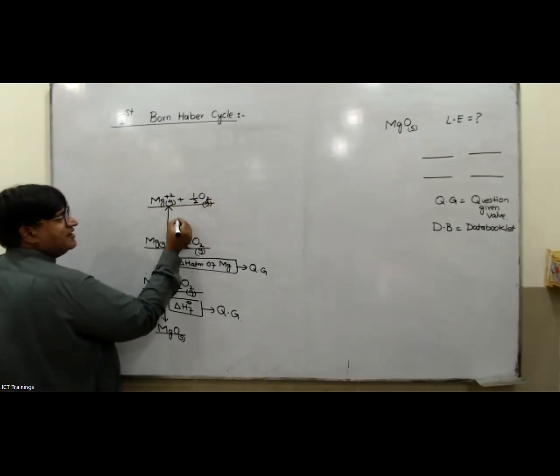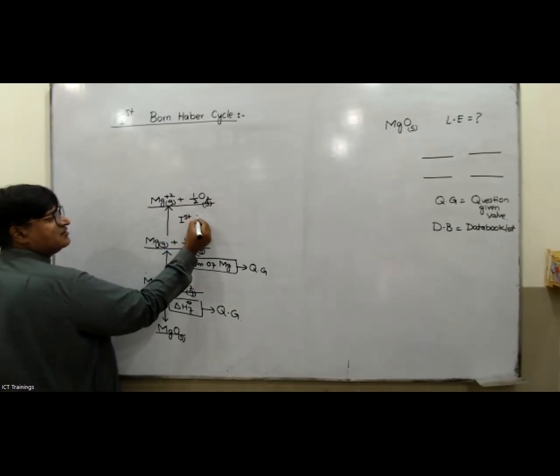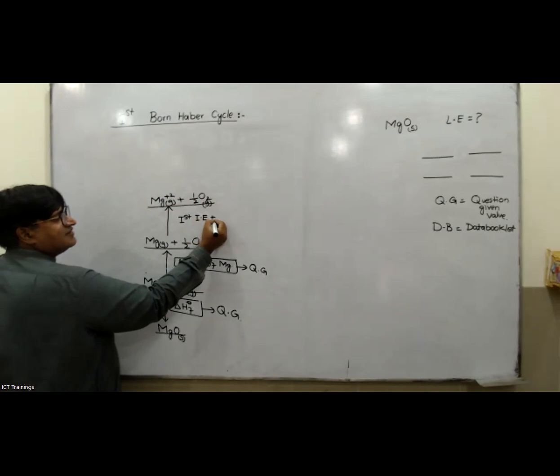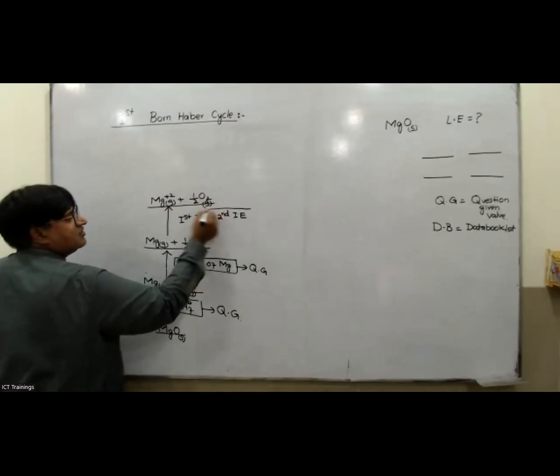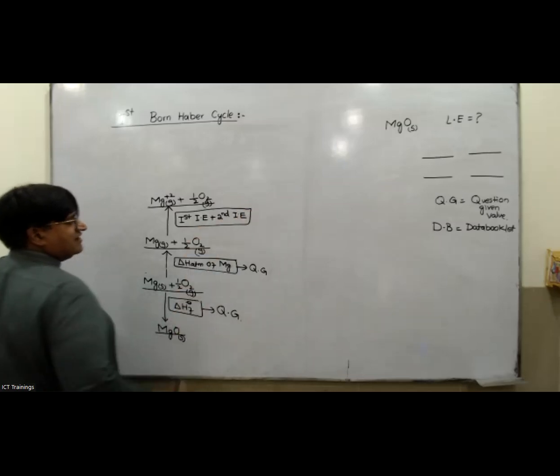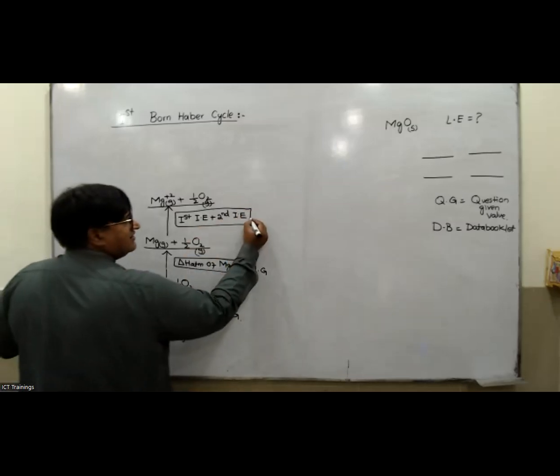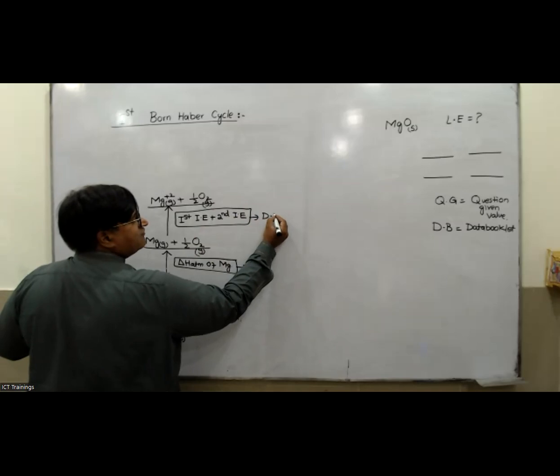So put a line up here, and this is the sum of the first ionization energy plus the second ionization energy. Okay, this is the sum of the first and second ionization energies, and these values you have to calculate from the data.